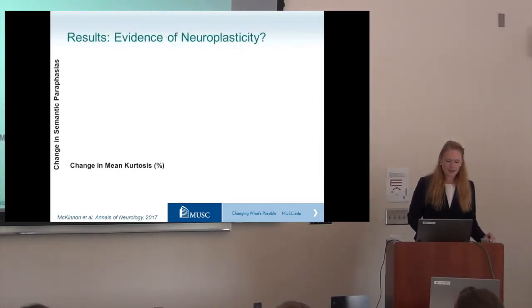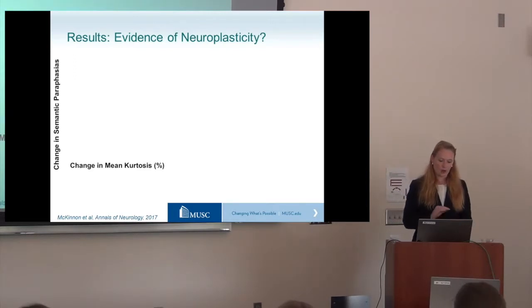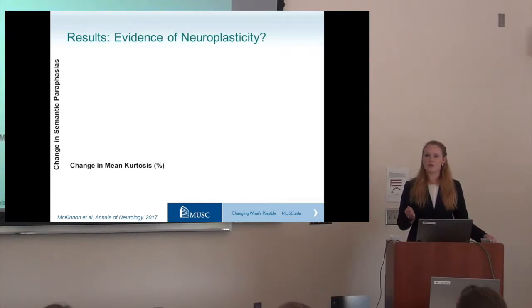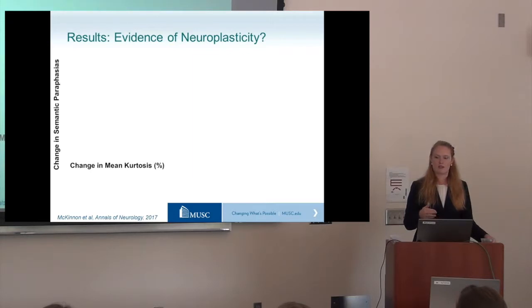So this is trying to get back to that figure that we started off with. We were looking at the changes in mean kurtosis. This will be the x-axis, where larger, positive changes in mean kurtosis mean the tissue is more complex after treatment than before treatment. And the y-axis is the change in semantic paraphasias, where the more negative the number, the better, because it's the amount of mistakes they're making. So if they made 5 mistakes after treatment and 3 mistakes before treatment, you get 3 minus 5, which would be a negative number.